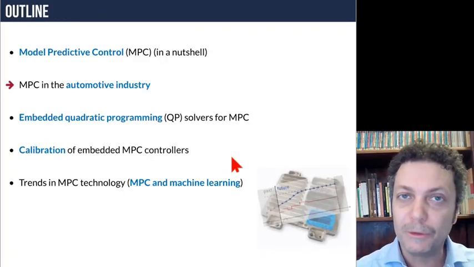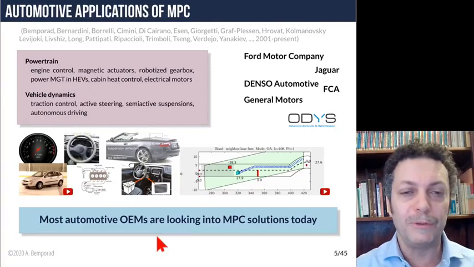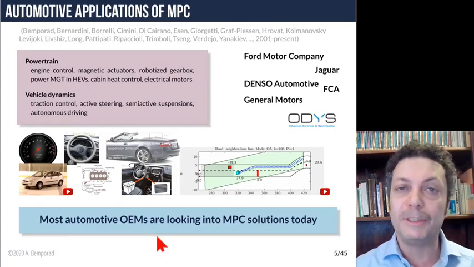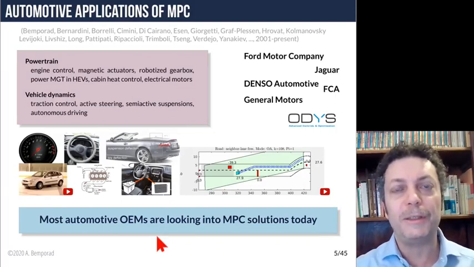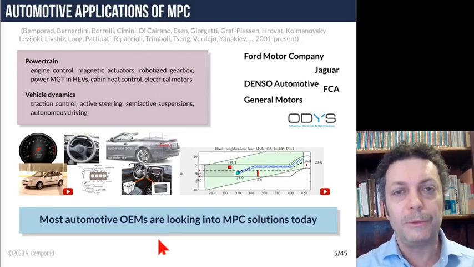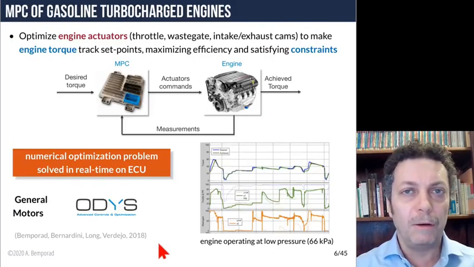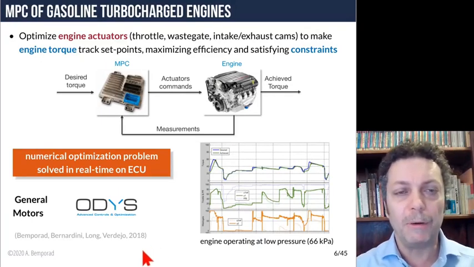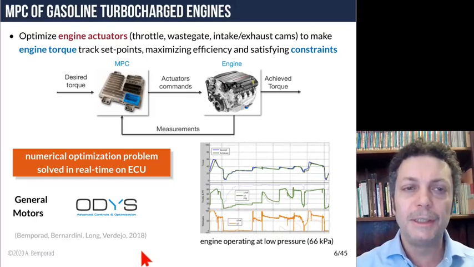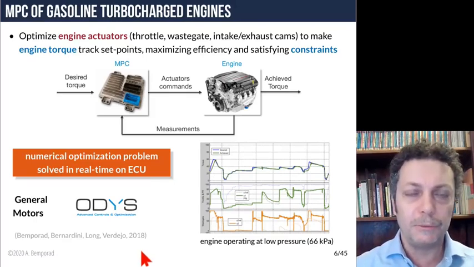Now, how about the automotive industry? Most, if not all, automotive OEMs these days are looking into MPC solutions. It's not only me and my research group and the companies I'm collaborating with, but there are several research centers, universities, and automotive companies that are these days looking at model predictive control technologies for the next generation of automotive controllers. Let me mention one of these applications that we have been doing with General Motors and my company ODYS in the past years. So we have been looking at engine control.